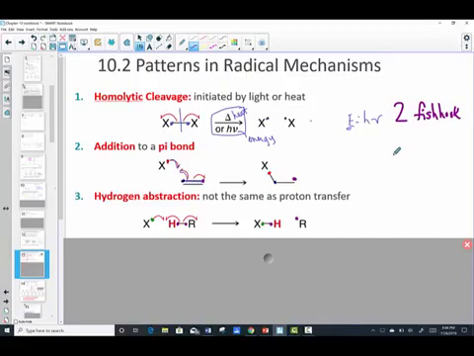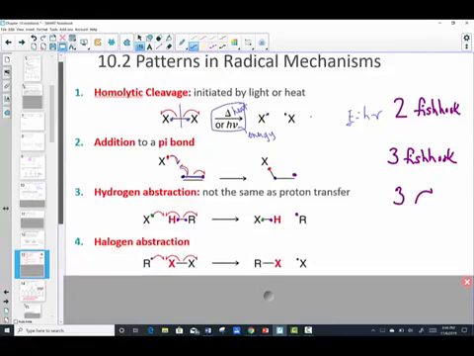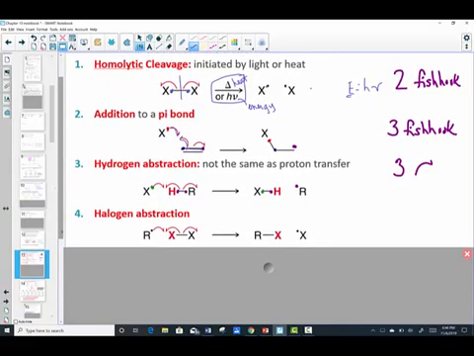The addition reaction required three fishhook arrows. The hydrogen abstraction also required three fishhook arrows. We're going to carry that theme through the rest of these. The fourth general pattern is very similar to hydrogen abstraction; instead of taking off a hydrogen, we're just removing a halogen. So I think three and four are very similar, just taking a hydrogen or a halogen.